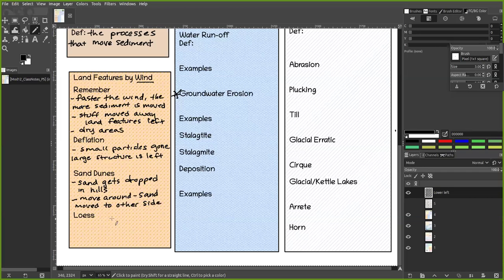Now, loess is a deposit of very, very small pieces of rock called silt or loam, and that's smaller than sand. Deposit of silt or loam. And this builds up over time. And they're very loosely connected.